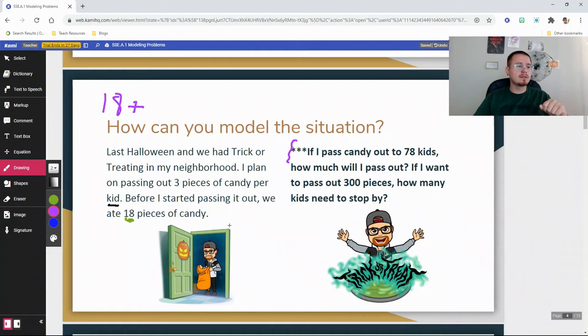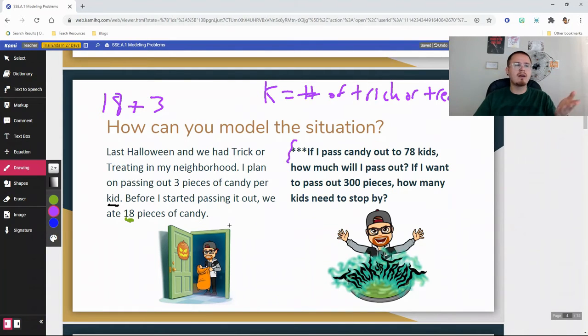18 plus. Now we're passing out candy. So 3 pieces of candy per kid. Well, 3, but I don't know how many kids. That is the trigger for writing out a variable and defining it. So for kids, I'll use K, but you can use whatever, X, Y. K is the number of trick-or-treaters that come to my house. It's important to say exactly what it stands for.